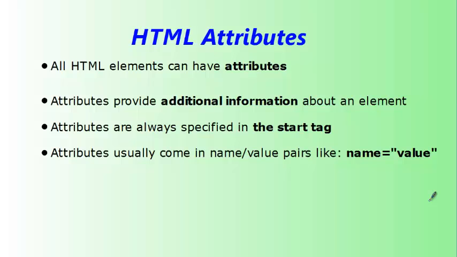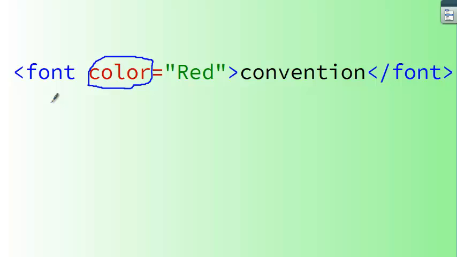Now about HTML attributes. It says all HTML elements have attributes, and attributes provide additional information about an element. A typical example is this: the font has an attribute of color, which is red, meaning that the attribute has added additional information to the font tag, giving the text here the color red in the HTML web page.